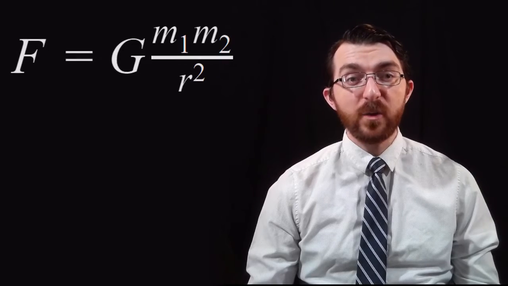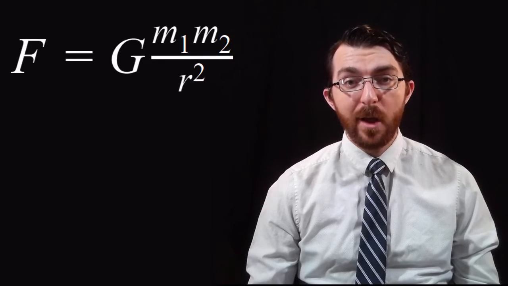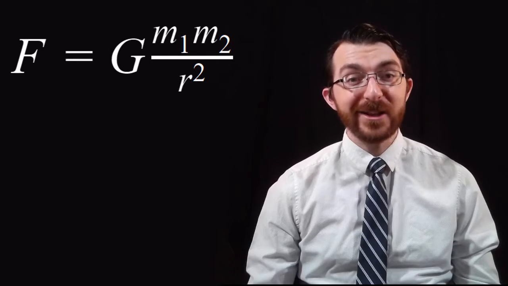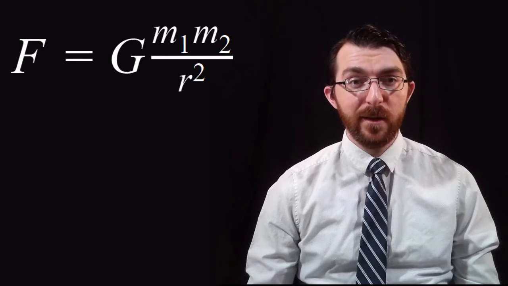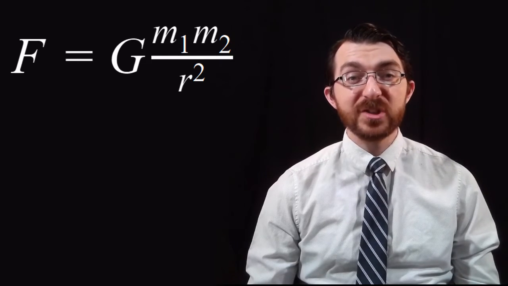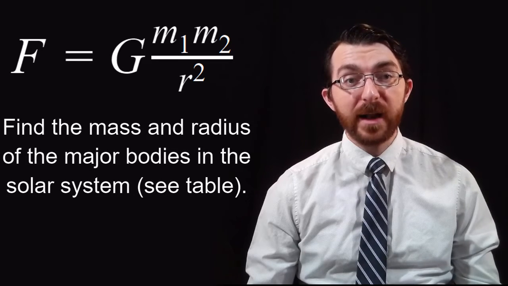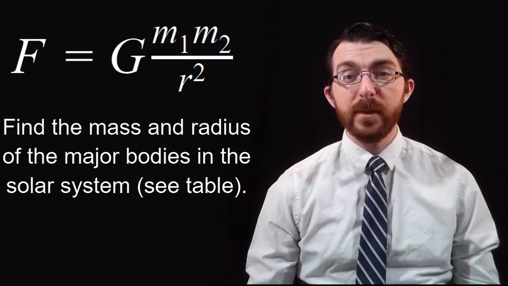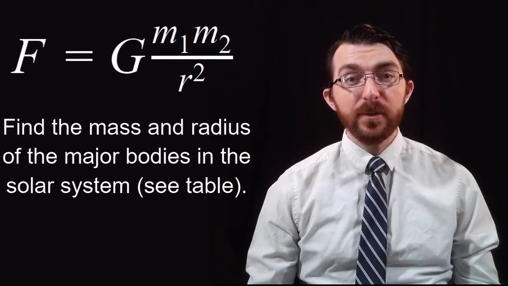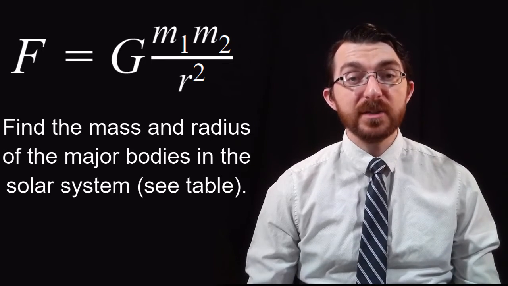All right, now that you have a value for big G, you can use Newton's law of gravity to find weight and gravitational acceleration on all kinds of planets and at all kinds of altitudes. First, let's do the rest of the solar system. Find the mass and the radius of these bodies in the solar system. You could probably find them online. You'll need these numbers again on Thursday, so don't lose them.